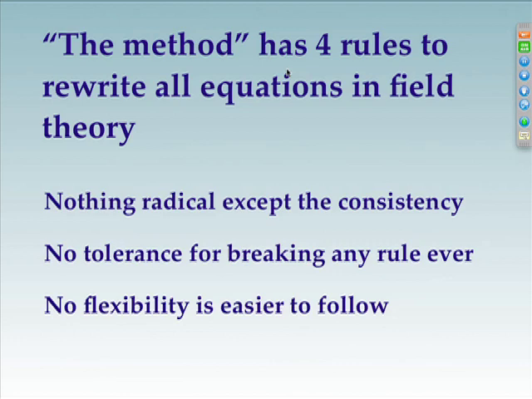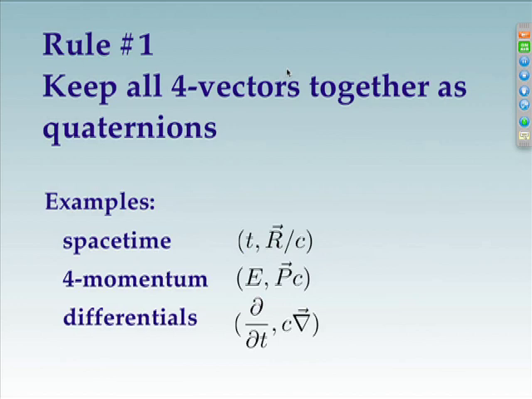It's like, I'd like to not deal with gravity today. It's like, no, you will always deal with gravity. Nature will never allow you to take a step outside. So rule number one is to keep all four vectors together as quaternions. And so examples would be spacetime. Okay, got this, the time element and the space part, and they're together. And four momentum, the energy and momentum together. And differentials, okay? Turns out that that's a very simple statement to make.